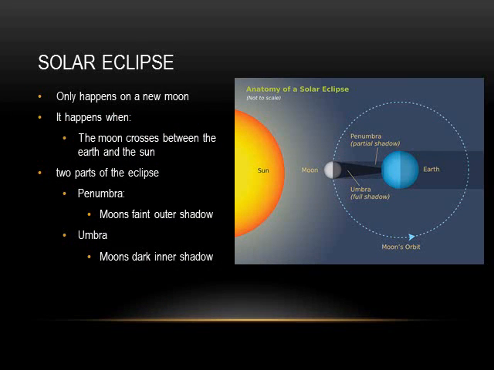A solar eclipse only happens during a new moon. This is when the moon crosses between the Earth and the Sun. You might think since the moon crosses between the Earth and the Sun about once per month, a solar eclipse would occur, but this is not the case. The moon passes at different angles, so it doesn't always create a solar eclipse.